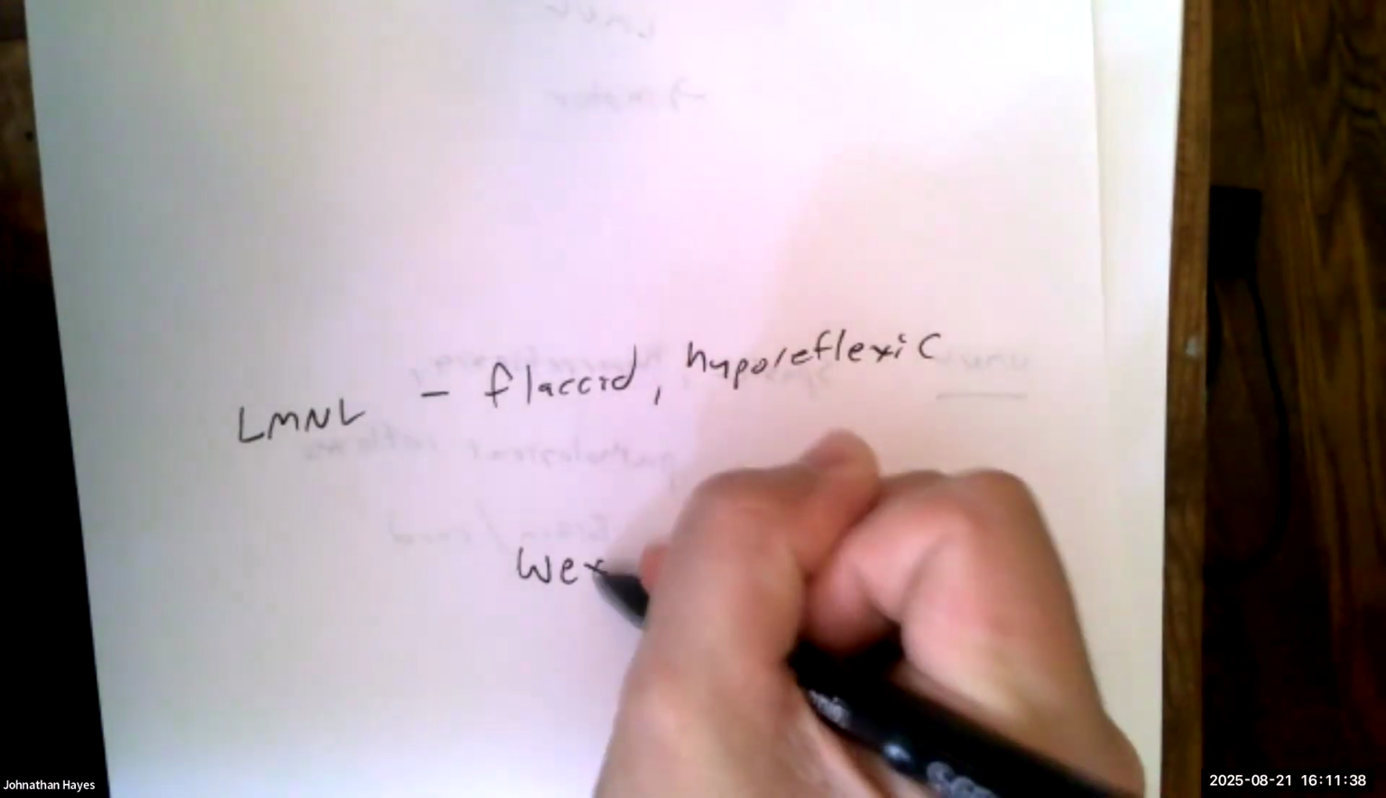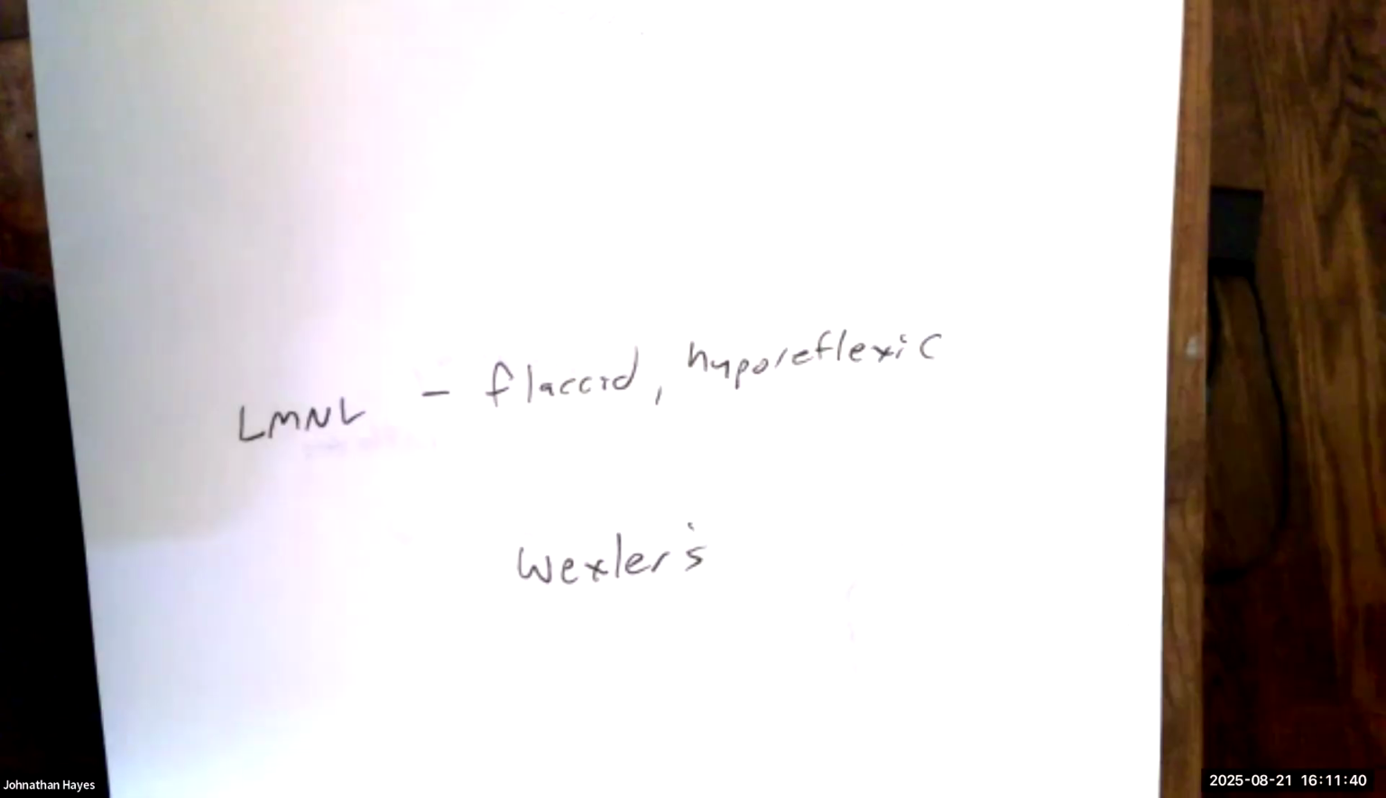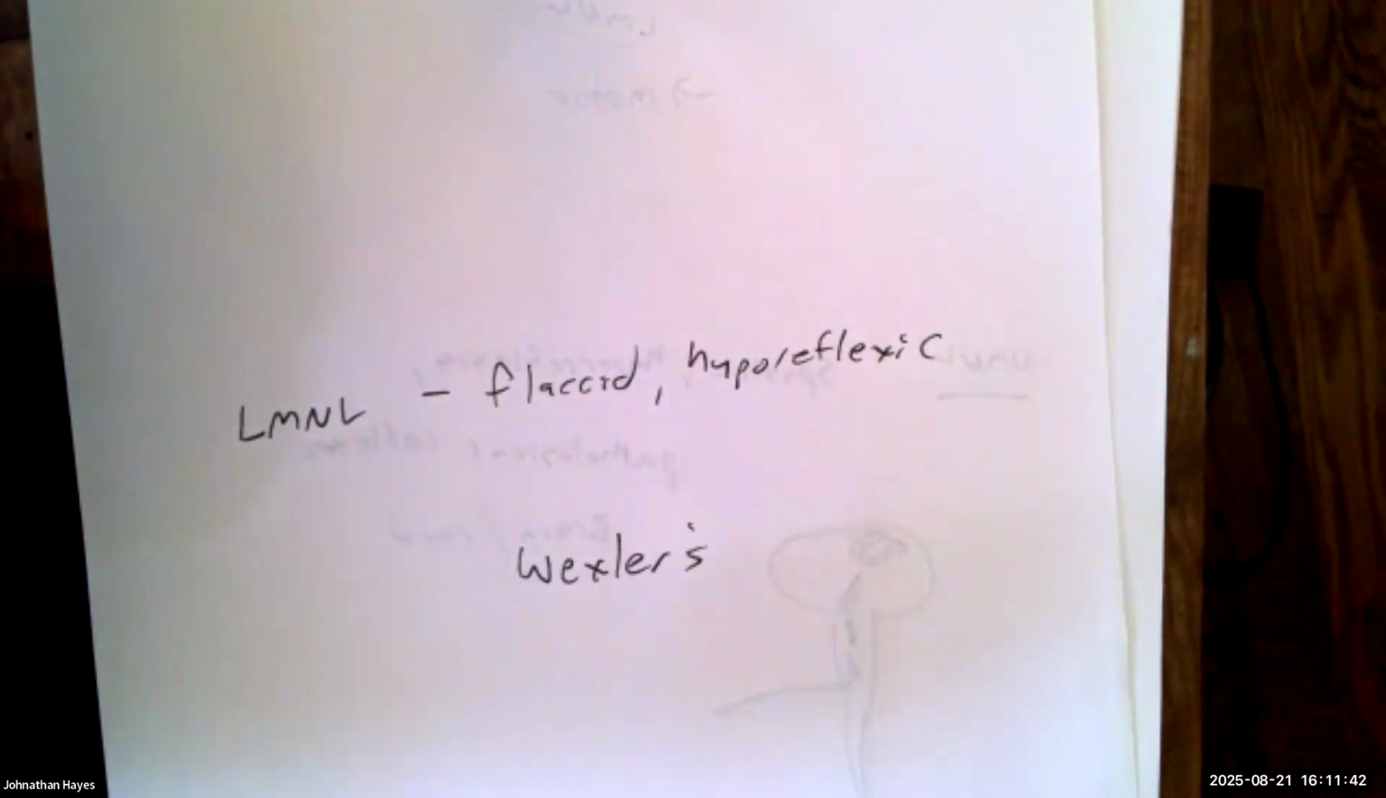And if you ever get asked, what scale do we use to measure reflexes? It's called Wechsler's scale, and I'm pretty sure that's spelled this way. There might be a silent H in there somewhere, but it's called Wechsler's scale of deep tendon reflexes. I might have just made that up, but I don't think I did. I'm pretty sure that's right.